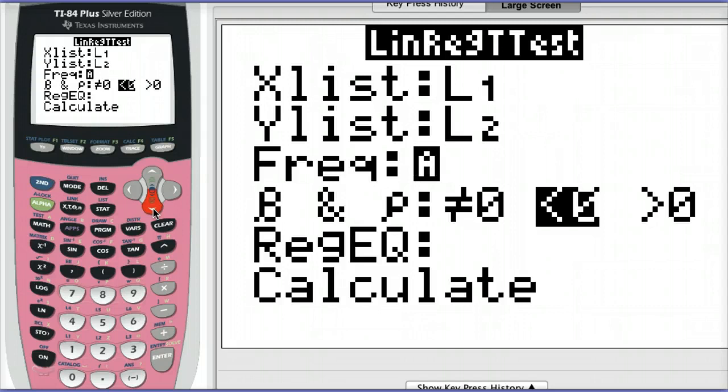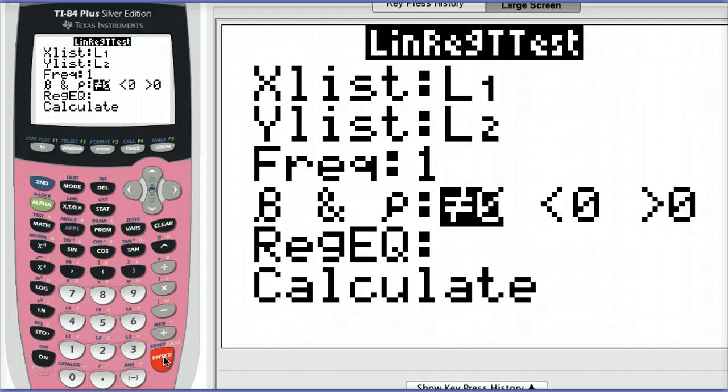And I wanted to see if there was a linear relationship or not between the two variables. I didn't necessarily have a perceived direction of the relationship, so I'm going to choose not equals. Notice beta is our slope, and rho here is our correlation coefficient. And remember, these two are linked together. So if the slope is positive, the correlation coefficient will be positive. And if the slope is negative, the correlation coefficient would be negative. So beta is the true slope of the regression line, and rho is the true correlation coefficient.